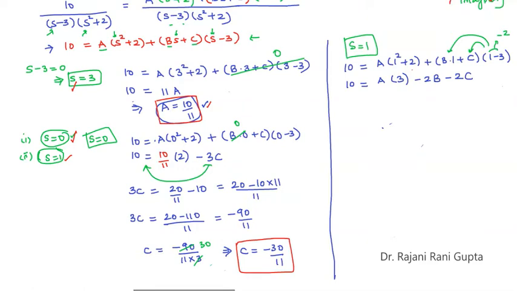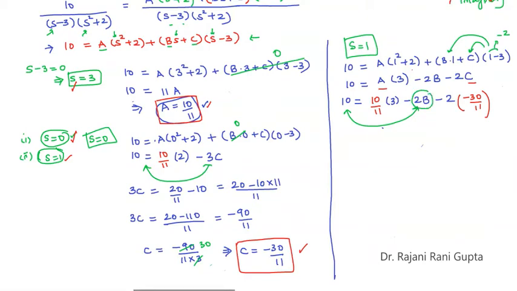Now we already have the values of a and c in the previous steps, we substitute them here. So this gives us 10 equal the value of a is 10 over 11 times 3, minus 2b minus 2 times the value of c as minus 30 over 11. Now we need to simplify it. So what we can do, as we did in the previous term, we interchange the position of b and 10, because we will keep the b term on one side and all the numbers on the other side.